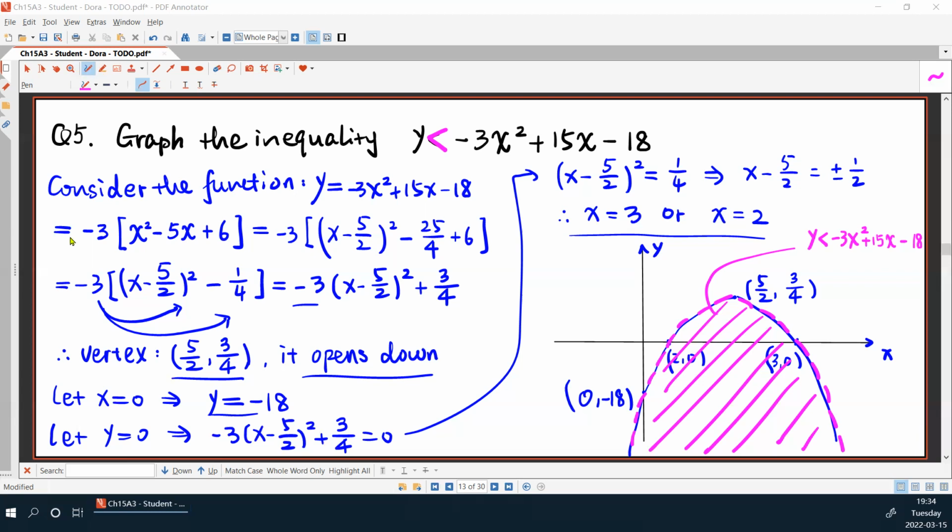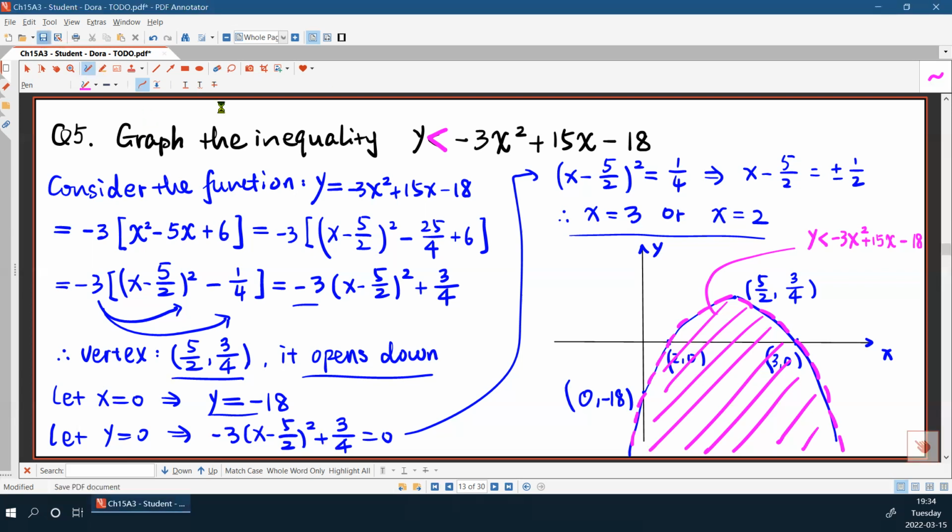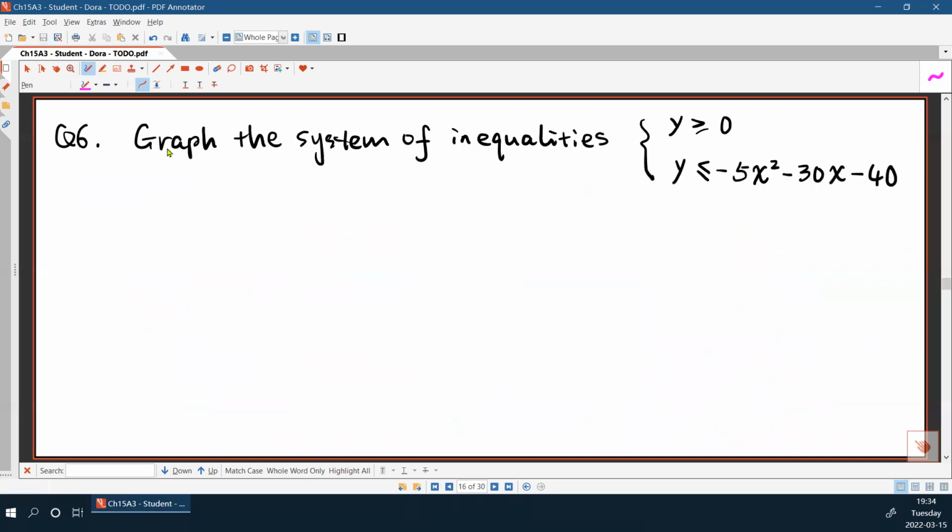Okay. All right, let's see the next one. Again, the next question is about graphing a system of inequalities. The method is similar, except that this time we have two inequalities, right? So if you use a symbol like this to combine the two inequalities, that means we need to find the overlapped area denoted by these two inequalities, right?